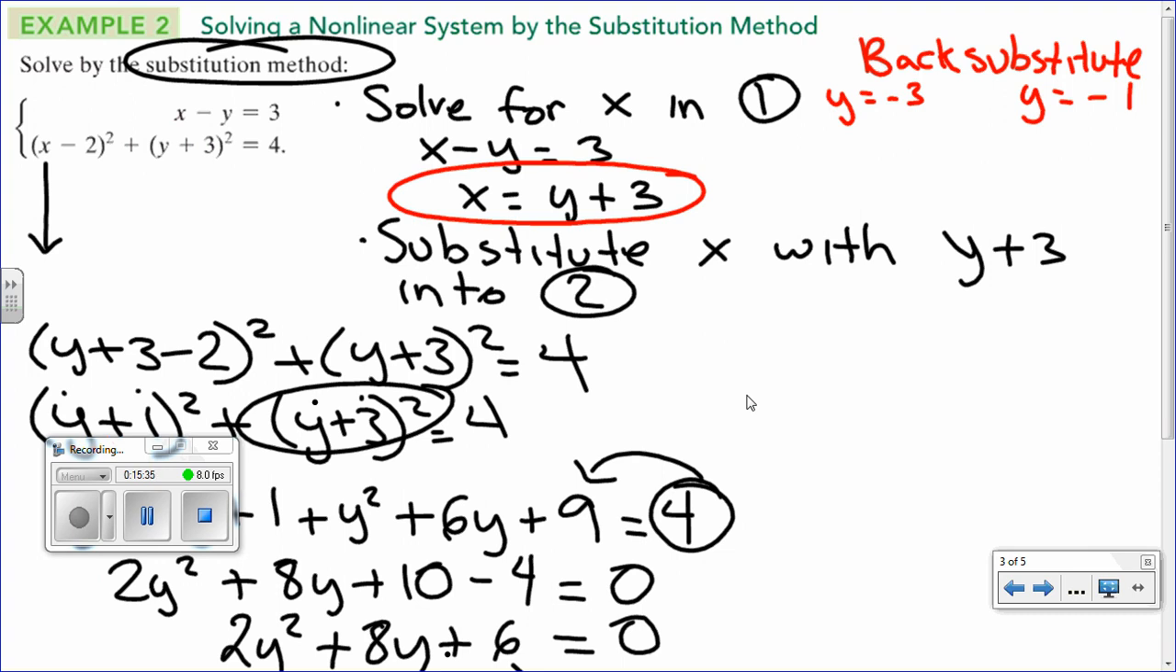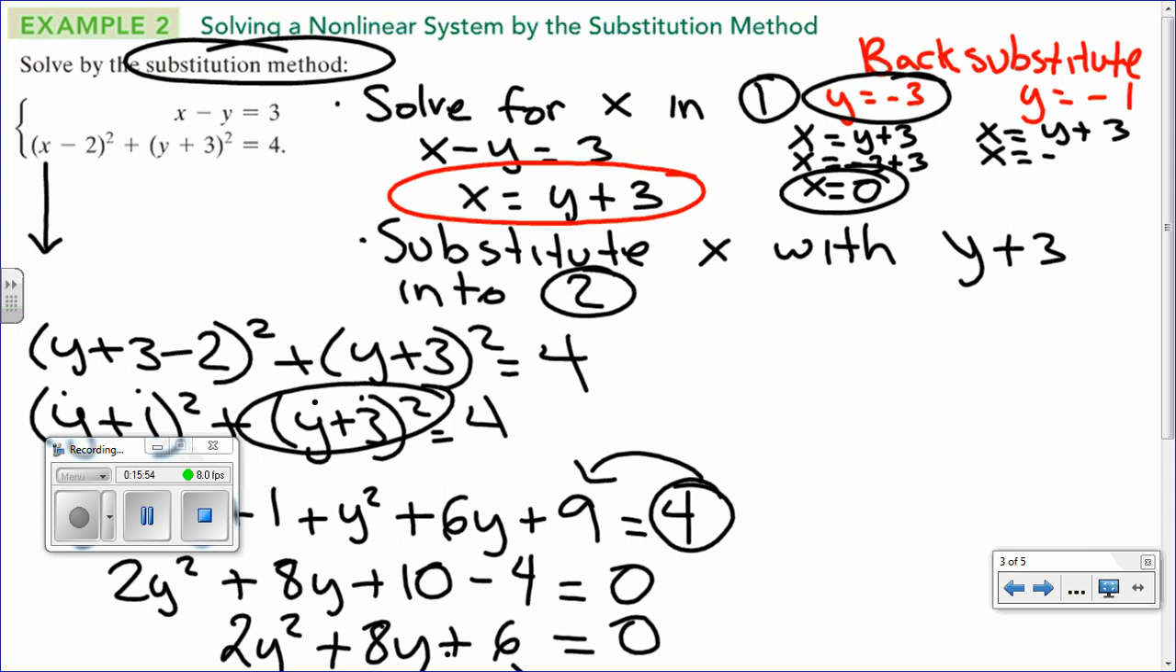So for -3, it will be x is equal to y plus 3. So that will be -3 plus 3, which is 0. So yes, that matches our graph. And for y equals -1, we will have x is equal to y plus 3. We substitute y with the -1, so -1 plus 3, and that will give us +2. So yes, that does match our graph. Yes? Okay, so do we have any questions so far about the back substitution? No? Okay.